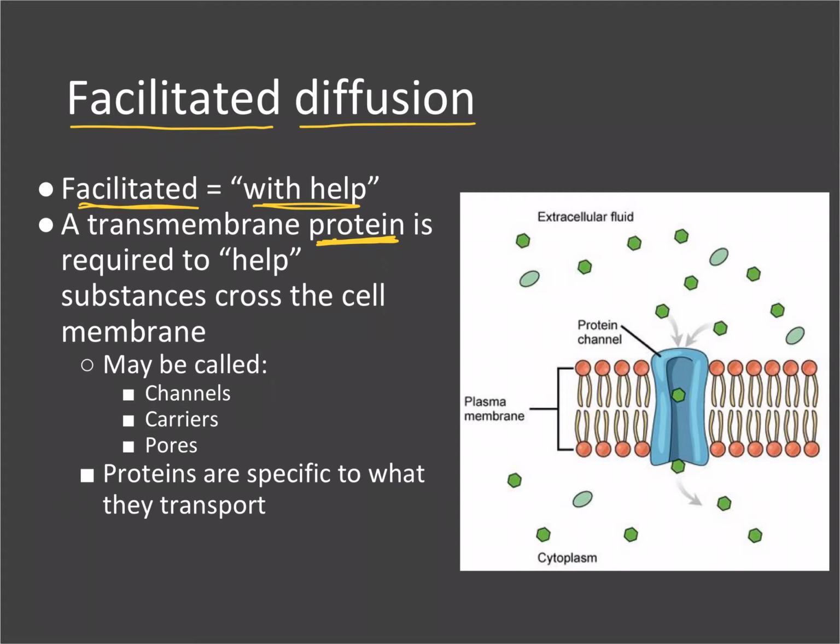Now these proteins here may be called one of these things, and it kind of depends on what their location is, what their structure is like, and what's crossing them. But you'll see these terms used in a couple of different places. But anytime you see the term channel or carrier or pore, it's quite possibly talking about our facilitated diffusion. And as a reminder, proteins are very specific as to what they can transport. So a transport protein for sodium is going to be different than a transport protein for glucose. And then you need a different protein to transport fructose.